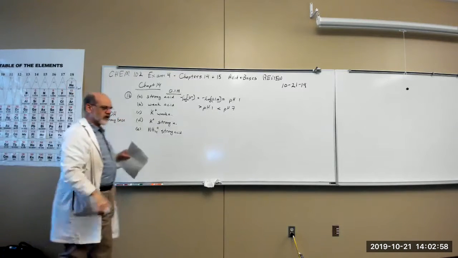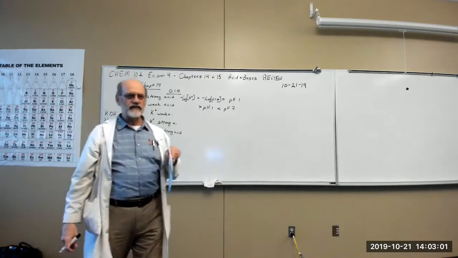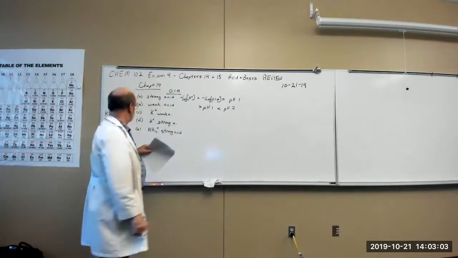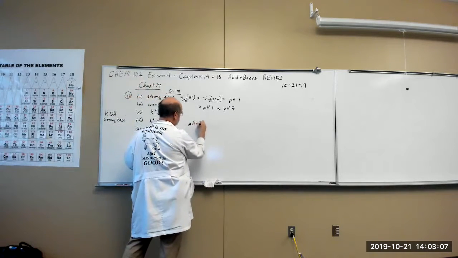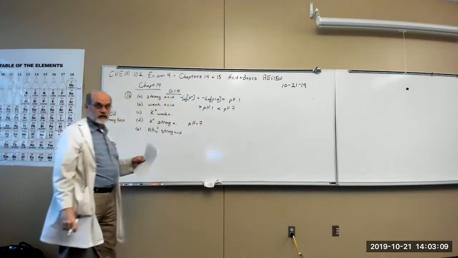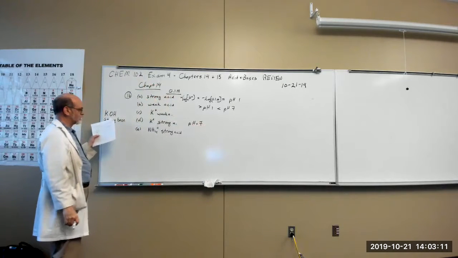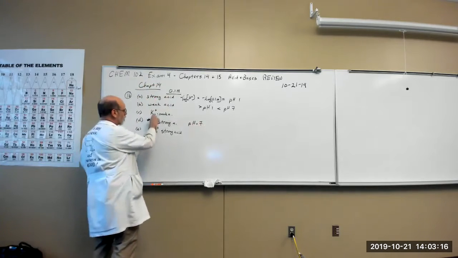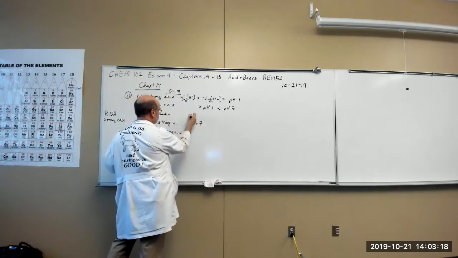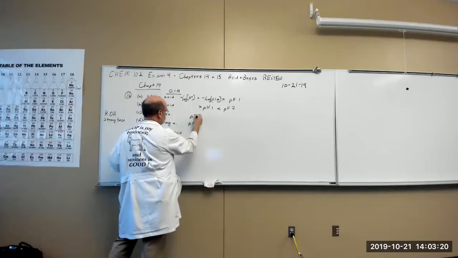So what do we say when you combine a strong acid and a strong base? You get a neutral solution, right? So this one, I'm jumping down to this one. pH is 7. It's going to be neutral. Strong acid, strong base. But this one, strong base, weak acid, is pH greater than 7.